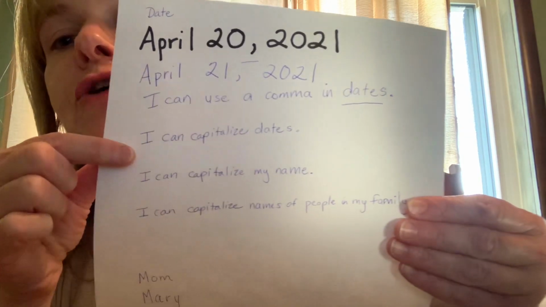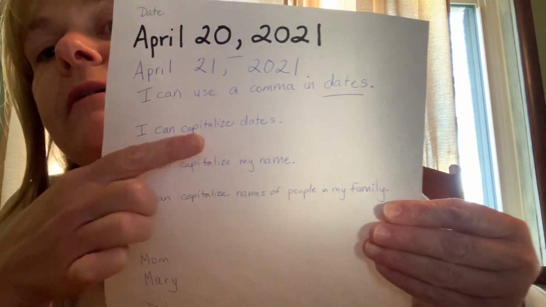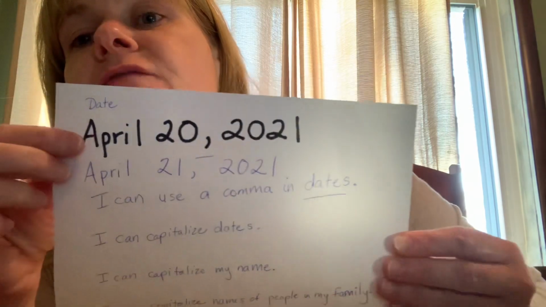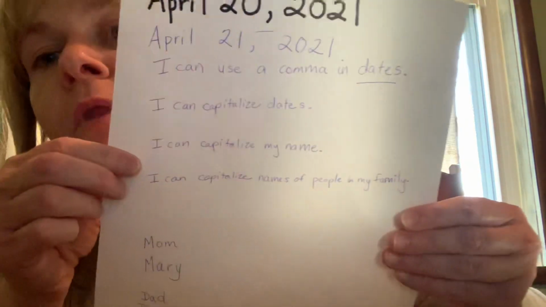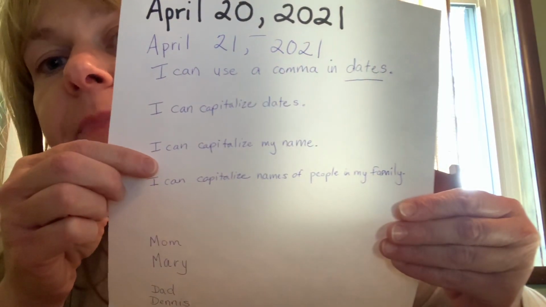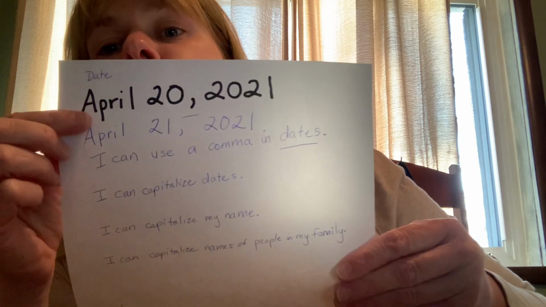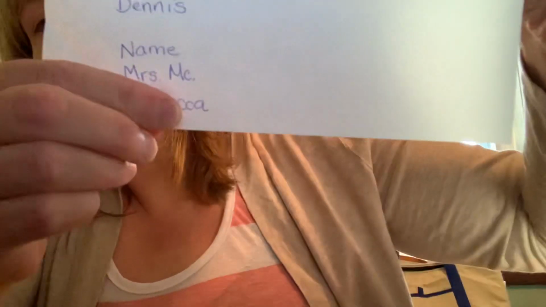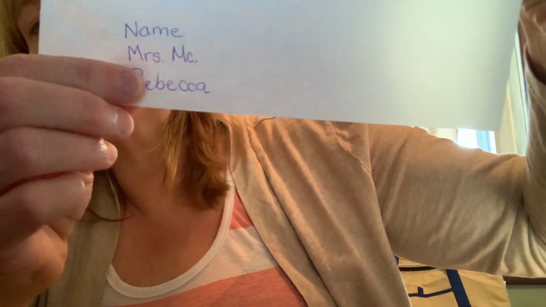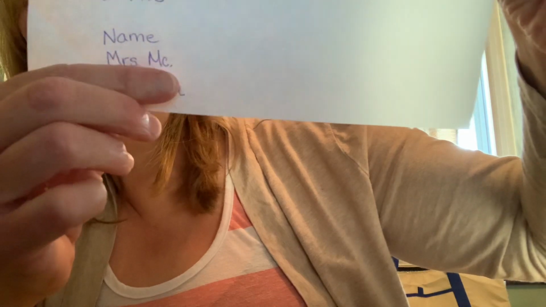So our I can statements would be, I can use a comma in dates when I'm writing, okay? Another first grade I can statement is I can capitalize dates. So the month of April, the A is capital A. Also, I can capitalize my name. So you understand that your name also begins with a capital letter. Like my name is Miss Mick, so I'm showing you that, and it starts with a capital M, Miss, period, Mick, so capital M's.